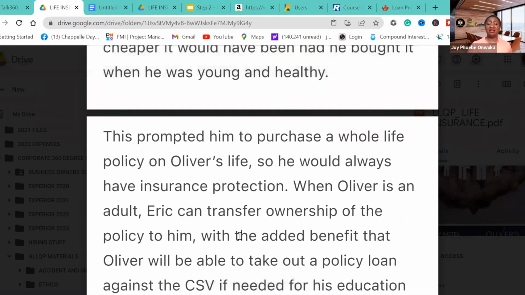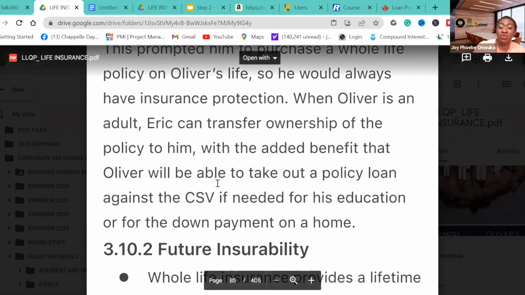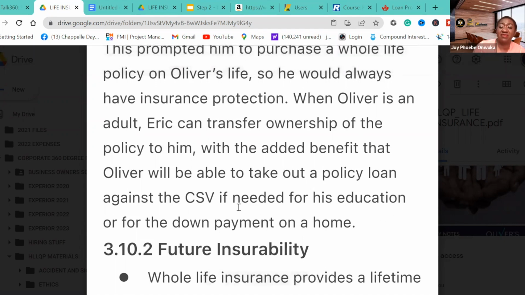You see, this prompted him to purchase a whole life policy on Oliver's life so he will always have insurance protection. And when Oliver is an adult, Eric can transfer ownership of the policy to him, with the added benefit that Oliver will be able to make a policy loan against the cash surrender value if needed for his education or for the down payment of his own home.